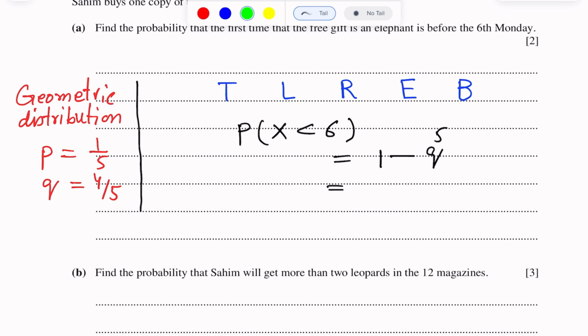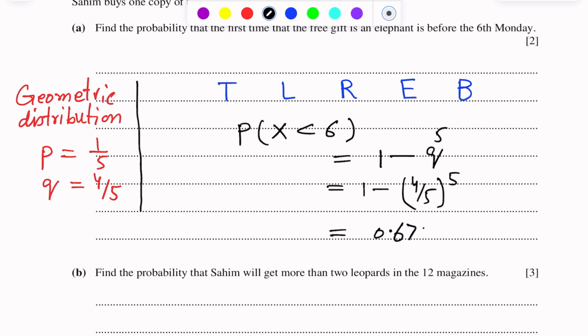Q is given 4 over 5. So 1 minus 4 over 5 power 5. After simplifying, we get 0.672, correct to three significant figures. This is the answer.